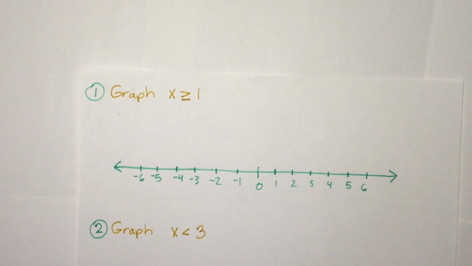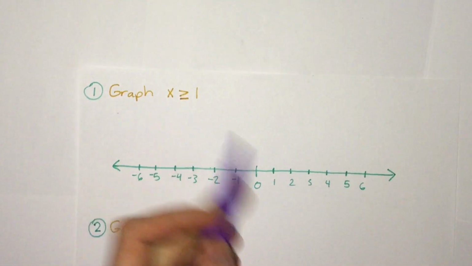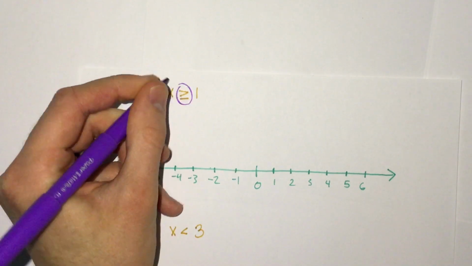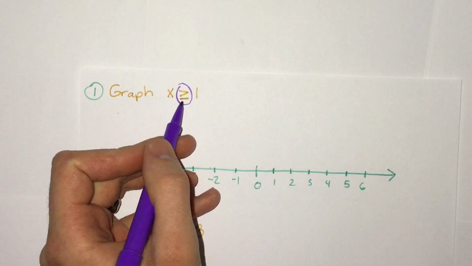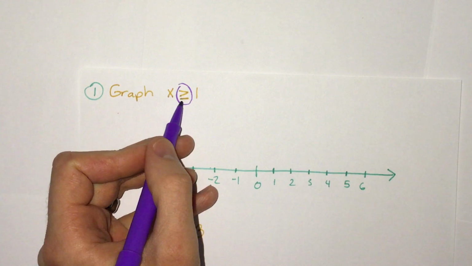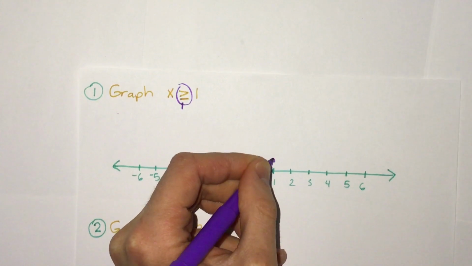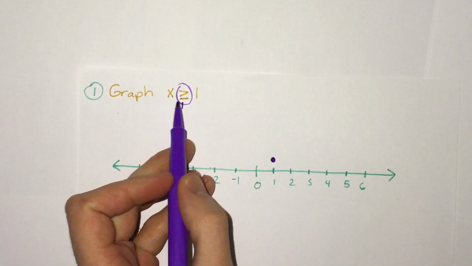So if we take a look at an example of what kind of problem this is, it says graph x is greater than 1. Now when we say graph, we might think of a big coordinate grid and find the x and the y. Here graphing means graph x on the number line. And they tell us x is greater than or equal to 1. So how we would graph this is, first, we want to look at what this says. This says that x can be greater than or it can be equal to 1. So what we're going to do at the number 1 is put a solid dot saying that x can equal 1.